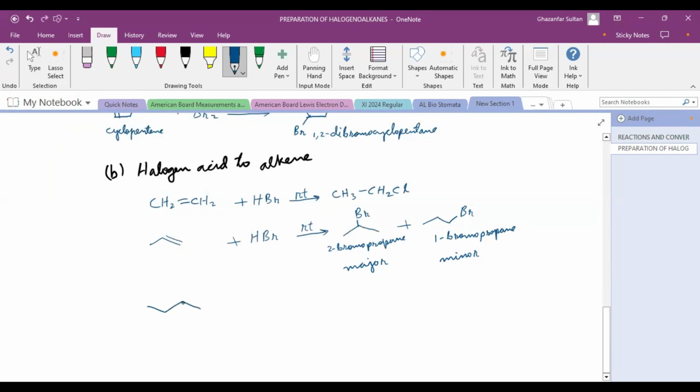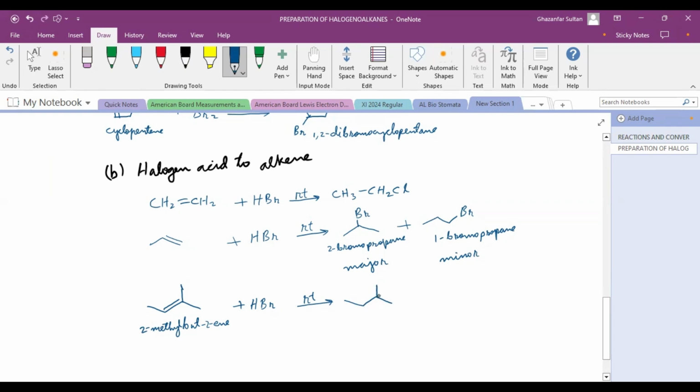If you have this compound and the double bond is here, and you perform the same reaction here. Now first see the name of the compound. The substrate here is 1, 2, 3, 4, 2-methyl, 4 carbon atoms, so it is but-2-ene. When it reacts with HBr, it also produces 2 products.